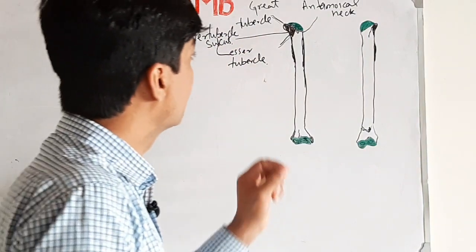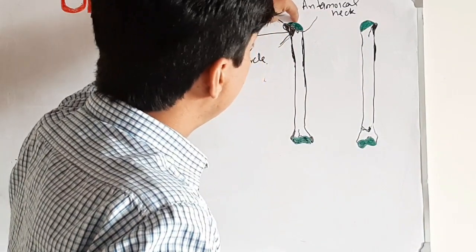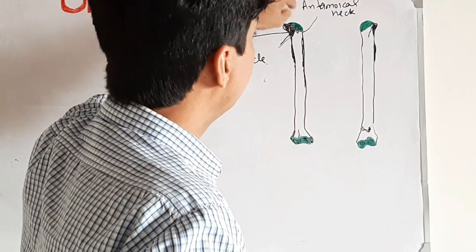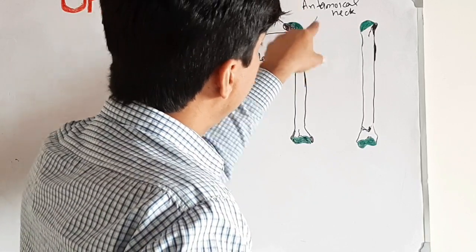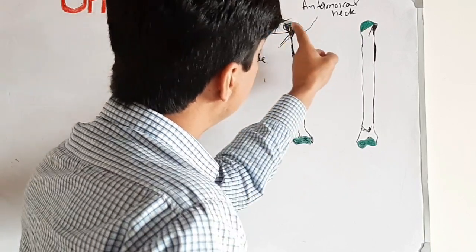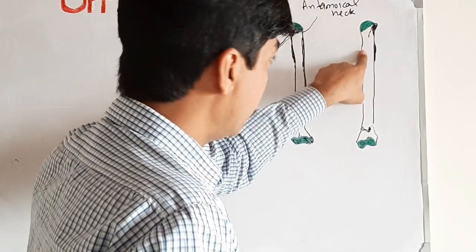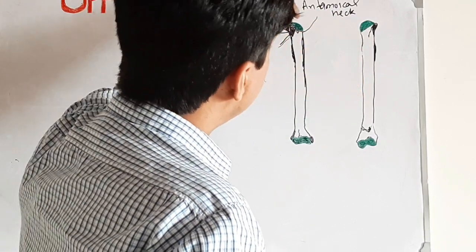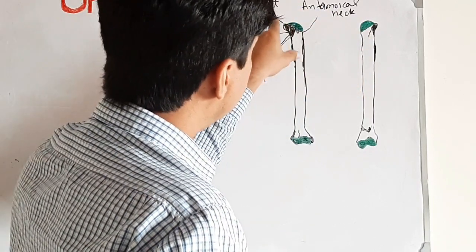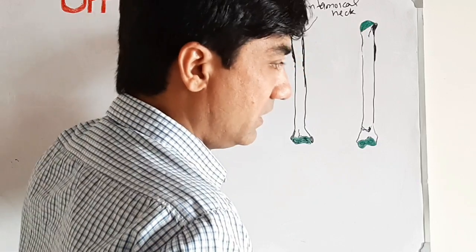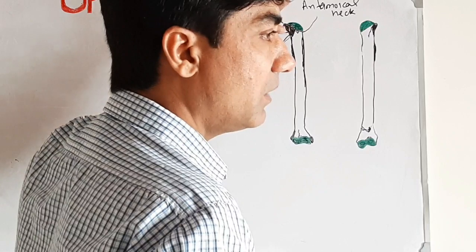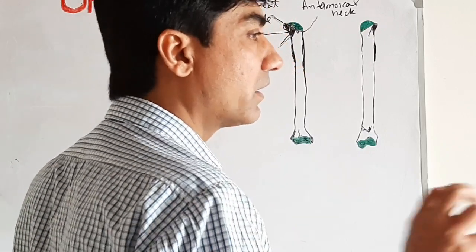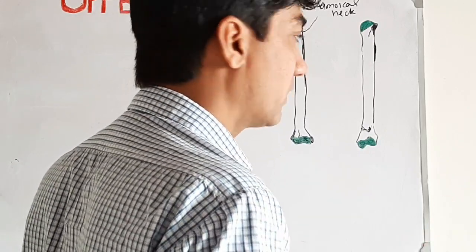Again remember, the head of humerus is hemispherical and articulates with the cartilage, and it is bordered by a groove that is called the anatomical neck. Just lateral to this head of humerus there is a small rounded bony projection that is called a tubercle.